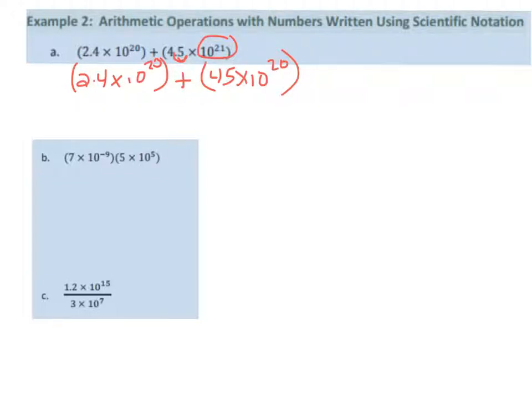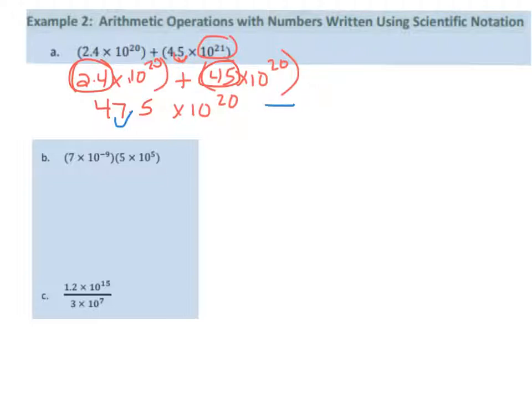So all we have to do here now is they're both times 10 to the 20th, so it's pretty easy. All I got to do is take my 45 right here and add it to 2.4. If I add the two together, of course, we end up getting 47.4. Remember, I added the 2.4 and the 45 that we just made. Now, is that scientific notation yet? No. I need to move that decimal back now.